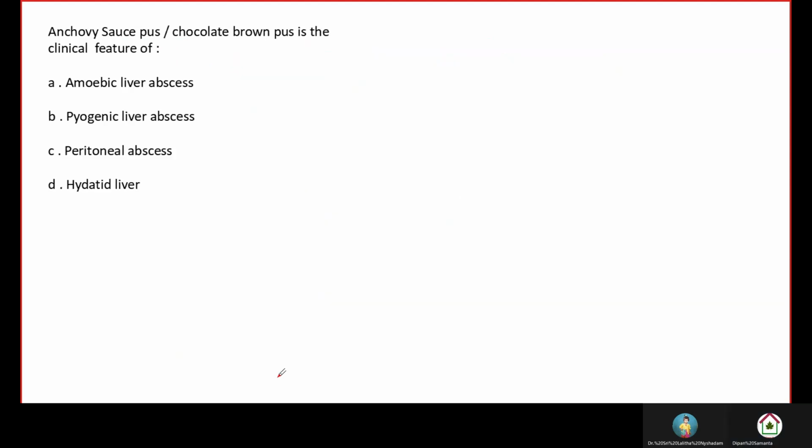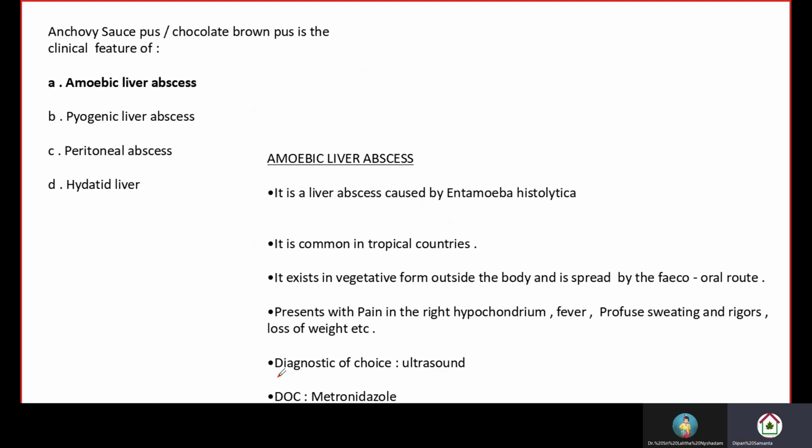Okay. Next question. Anchovy sauce pus or chocolate brown pus is a clinical feature of amoebic liver abscess, pyogenic liver abscess, peritoneal abscess, hydatid liver. The answer is amoebic liver abscess. It is a liver abscess caused by Entamoeba histolytica. This type of pus is found in amoebic liver abscess, common in tropical countries, exists in vegetative form outside the body and is spread by fecal-oral route.